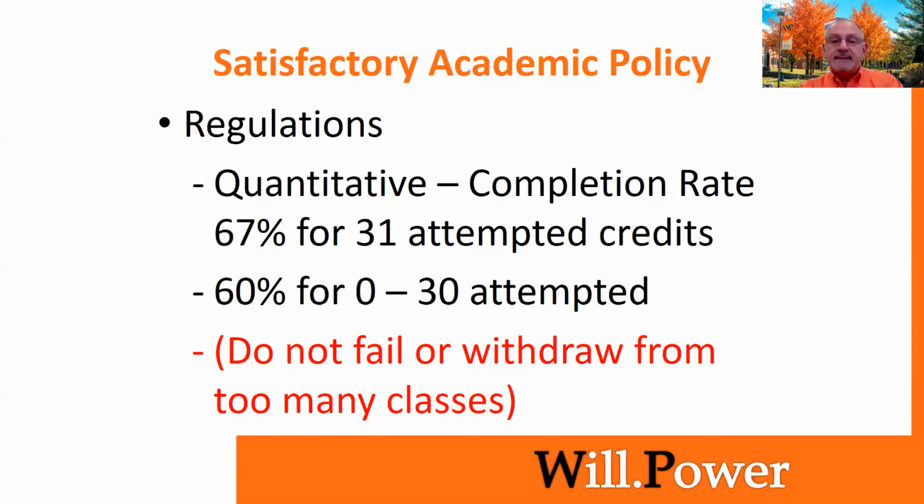For anyone who has attempted 31 or more credits, a student needs 67%. So for most of your academic life, after your first year, you'll need to meet a 67% completion rate. But before you reach 31 credits, you need a 60% completion rate. This means you do not want to fail or withdraw from too many courses. The completion rate is new to most people entering college, and that's why I'll be spending a lot of time on the completion rate part of the policy.